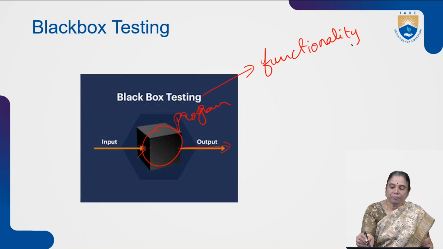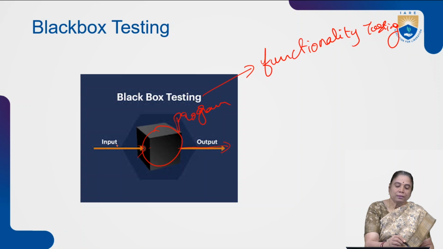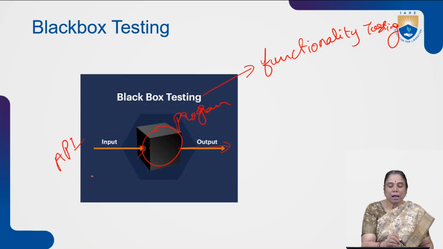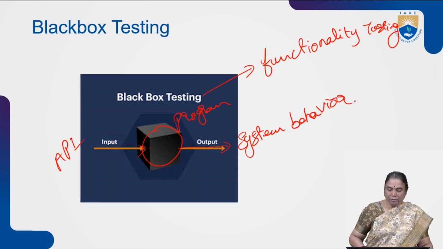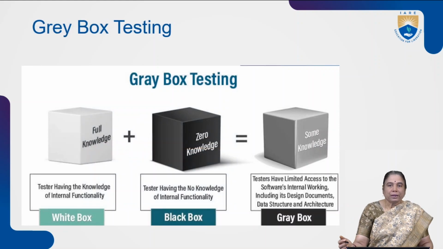Functionality testing. Here the user interfaces, user interactions through the application program interfaces are focused, and how the system behaves. The system's external interactions must be checked in case of black box testing.